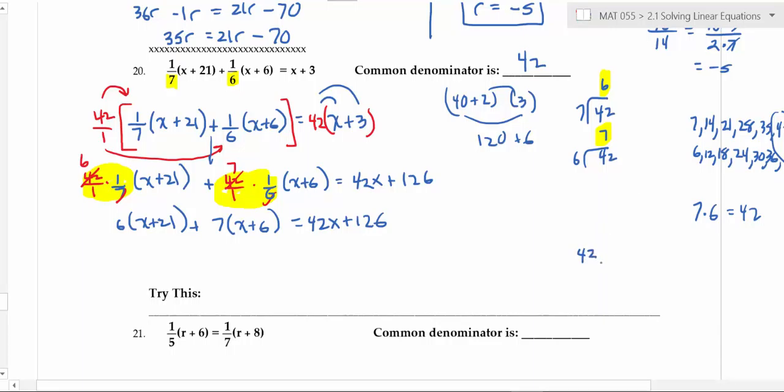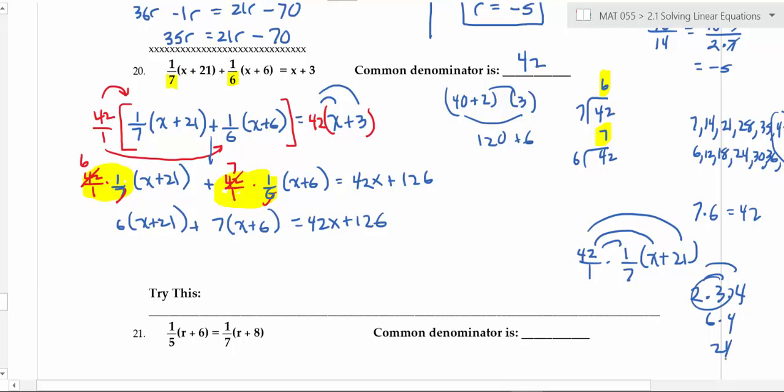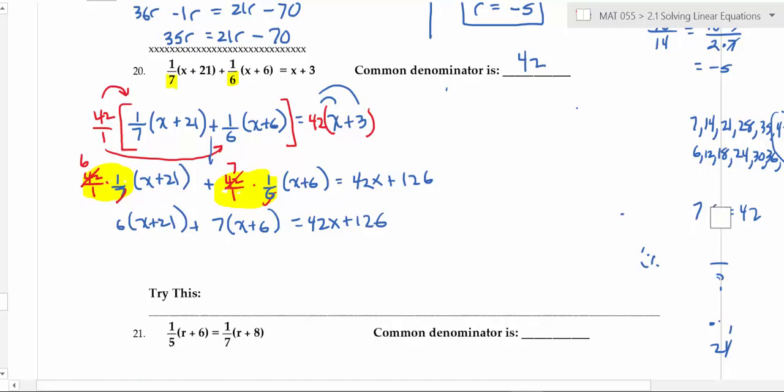What students do wrong on this all the time is this. I see this constantly. If you have 42 over 1 times 1/7 times (x plus 21), you don't multiply through like that. You don't multiply 42 by everything. You go left to right. Think about this: if you multiply 3 numbers, you don't go 2 times 3 and 2 times 4. You just go 2 times 3 is 6, 6 times 4 is 24. You go left to right when you do stuff like that. So it's important that you pay attention to that. Okay, move left to right. Very, very important. All right, let's finish it up and see what we get then.